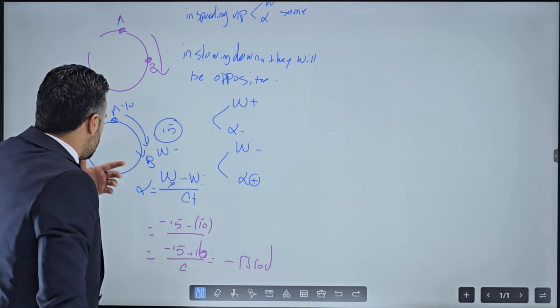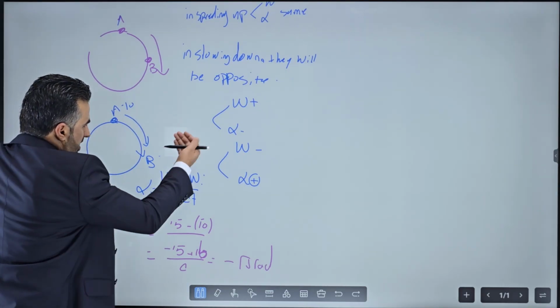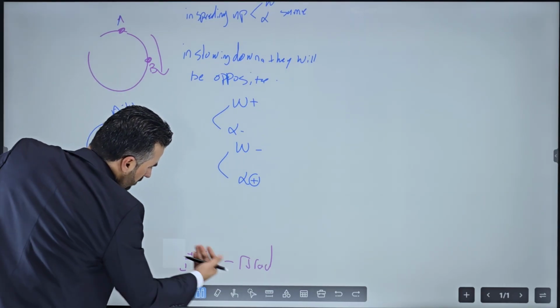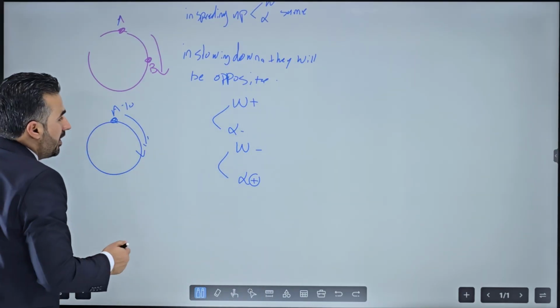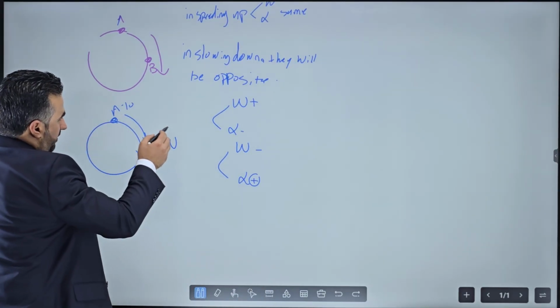Okay, what about if it is slowing down here? Let's just say the motion, or the rotation, is clockwise. That means omega is negative, but watch this.